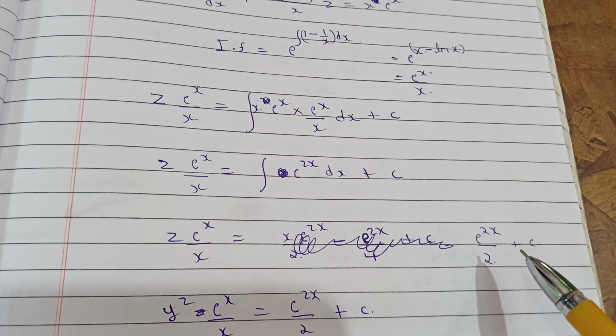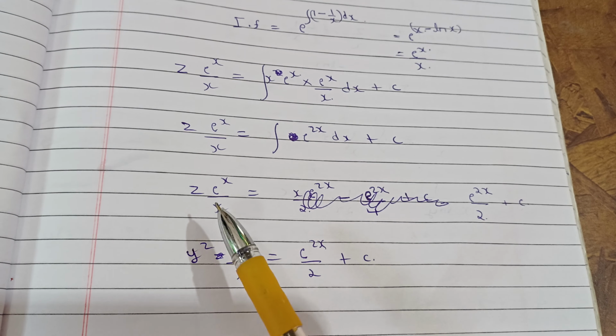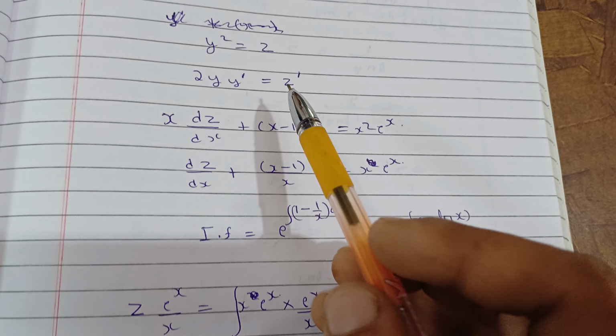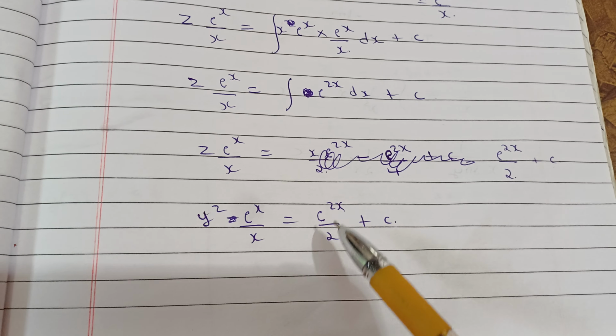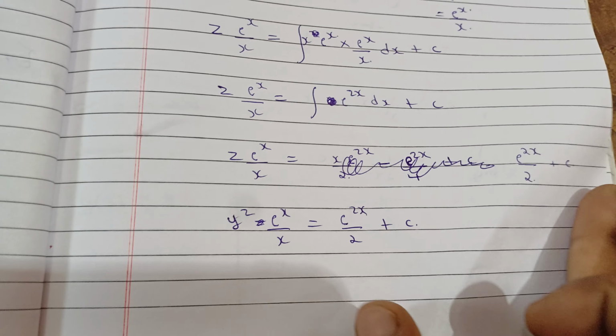This you will get. There is no initial condition here, so this will be your solution. In place of z you substitute y square, which gives you y square times e^x equals x e to the 2x divided by 2 plus c. This is your solution.